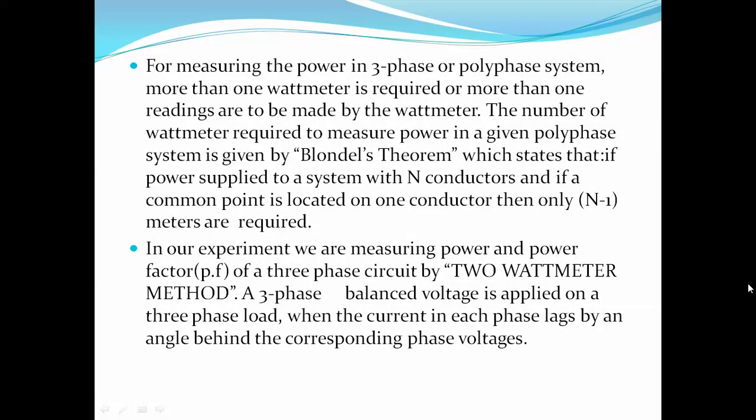Now, for measuring the power in a three-phase or polyphase system, more than one wattmeter is required, or more than one reading is to be made by wattmeter. The number of wattmeters required to measure power in a given polyphase system is given by Blondel's theorem, which states that if power is supplied to a system with n conductors and a common point is located on one conductor, then only n minus 1 meters are required.